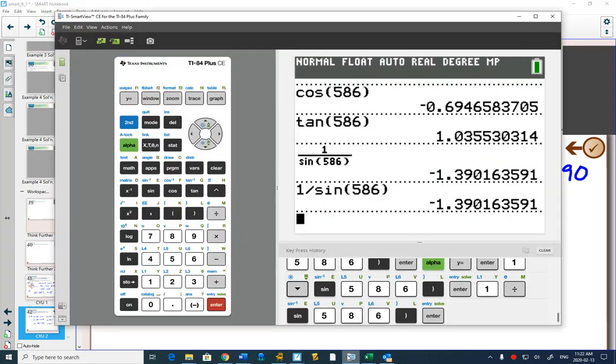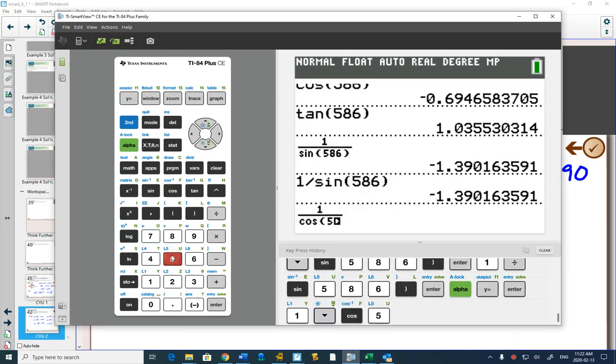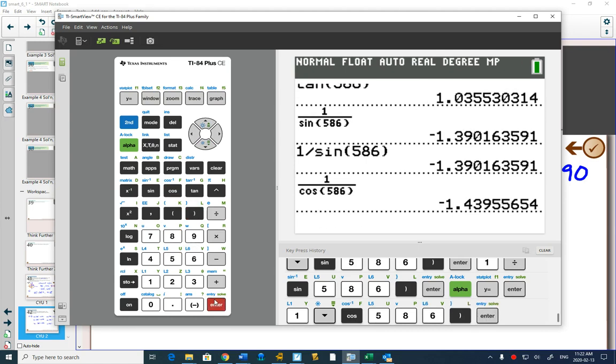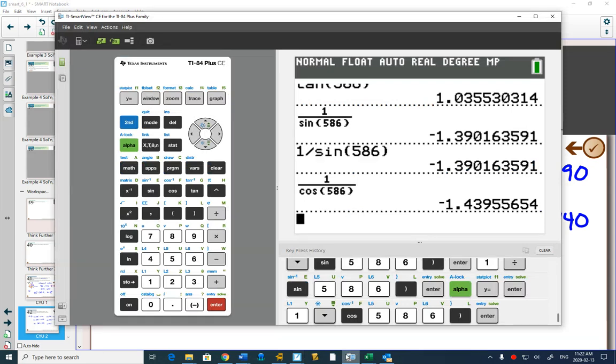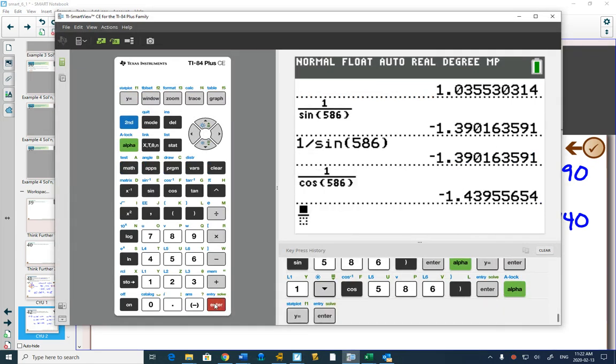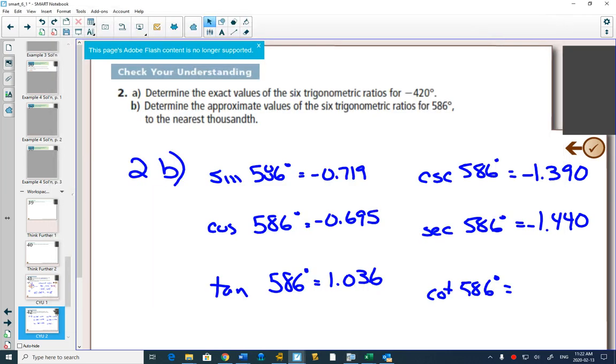Secant of 586. So I would do 1 over cos 586. Negative, oh, this is a good rounding one to 3 decimal places. And finally, cotangent. Yeah, it would be an E6 error because it's not rounded correctly. 1 over tan of 586, 0.966.